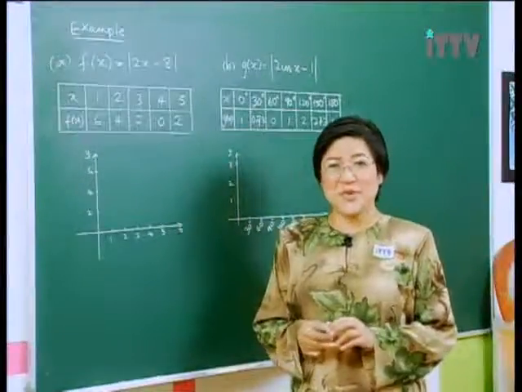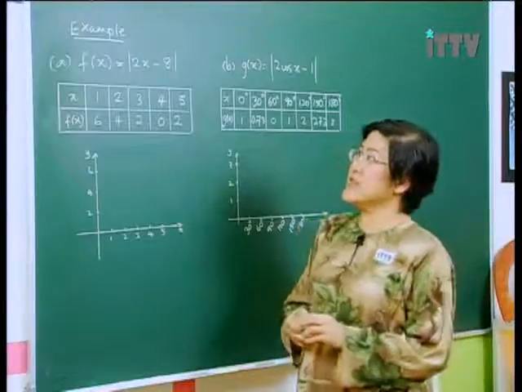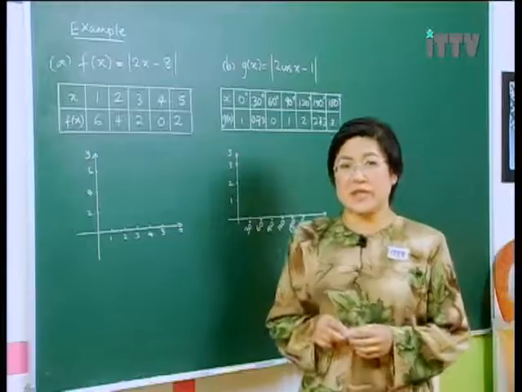Ready to begin this example with me, viewers? Well, in part A, function f(x) is given as absolute value of 2x minus 8.